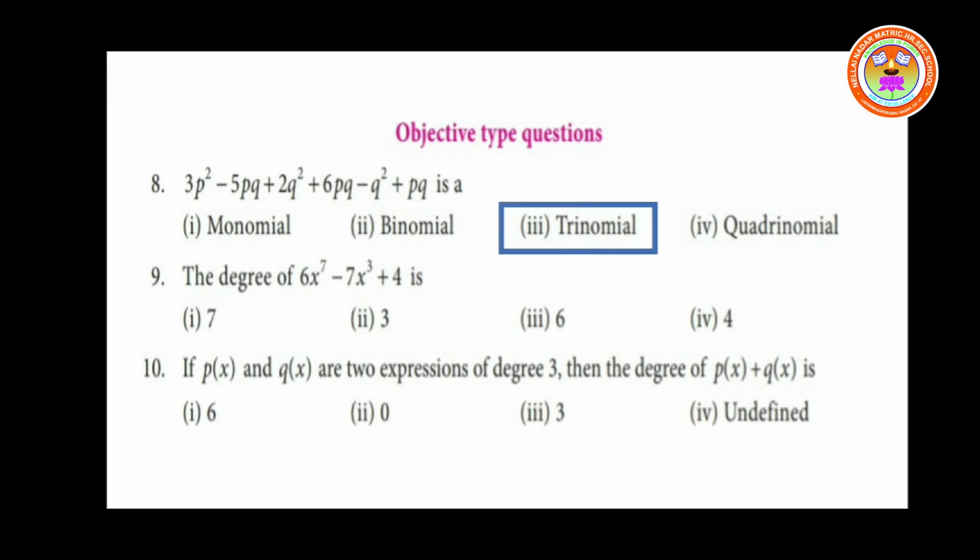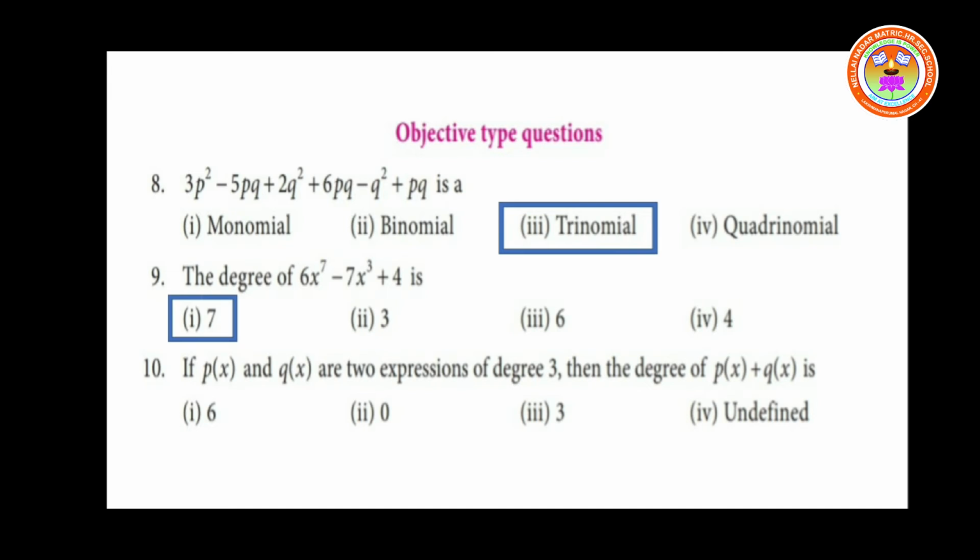Okay, now next, problem number 9. The degree of 6x⁷ − 7x³ + 4 is: option 1 7, option 2 3, option 3 6, option 4 4. First you see which is the highest degree among the given terms. The first term has the power 7, the second term has the power 3 and the last term is a constant term. From 7 and 3, 7 is the highest degree. x to the power of 7 is the highest degree. So the degree of the expression is 7. Option 1, 7 is your answer.